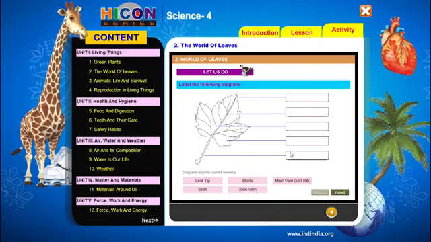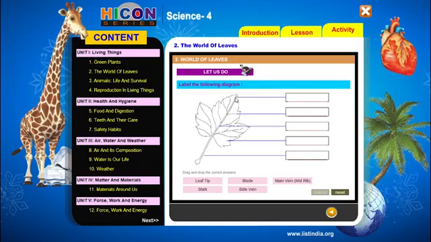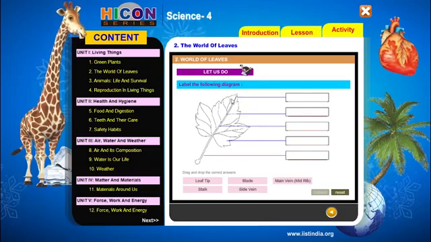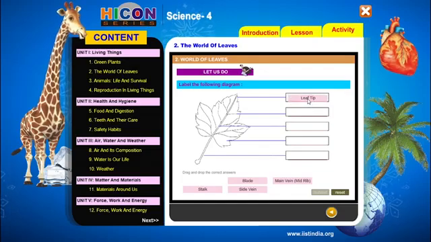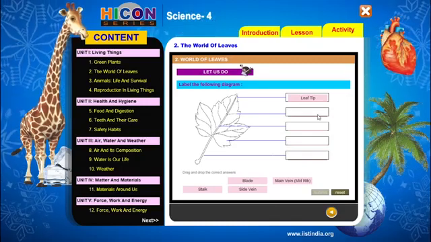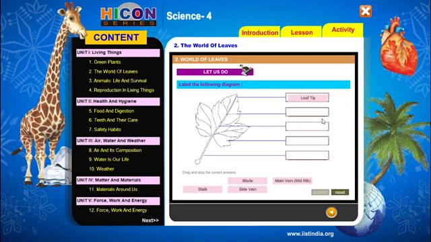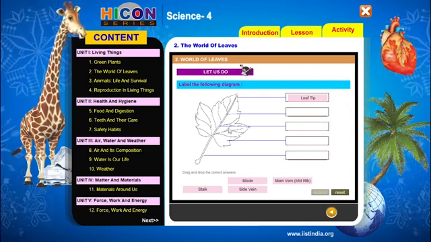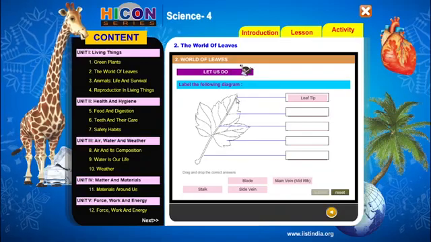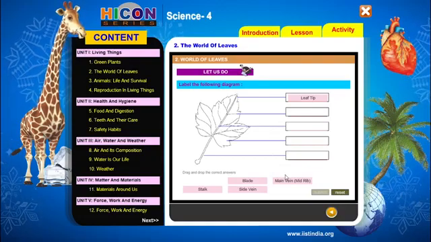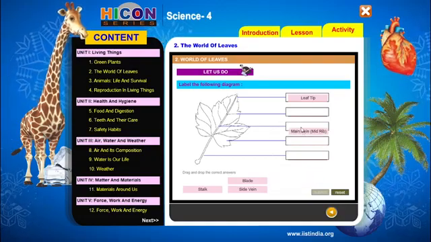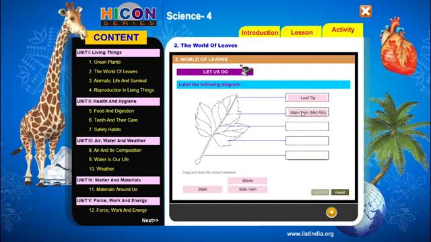So children, see the first one. This is called the tip of the leaf. The end part of the leaf is called the tip, the leaf tip. So write leaf tip here. So next, see the second part. The second part represents the middle thick tube. The thick tube which passes through the middle of the leaf is called the main vein or midrib. So write main vein in the second box.